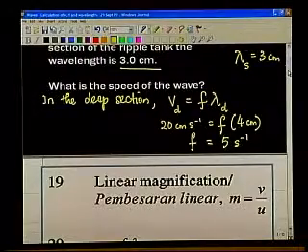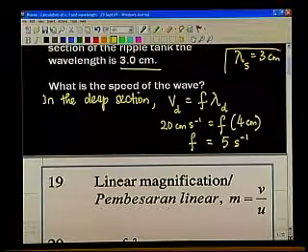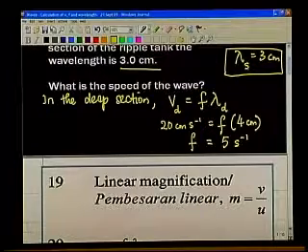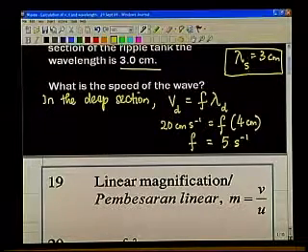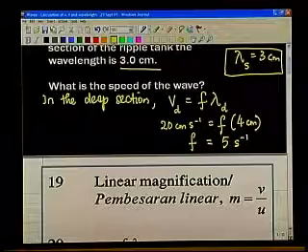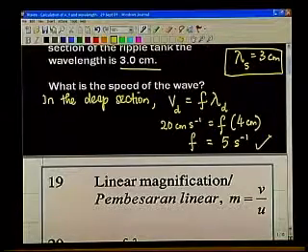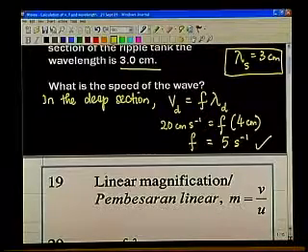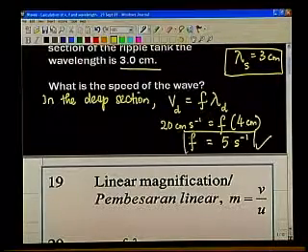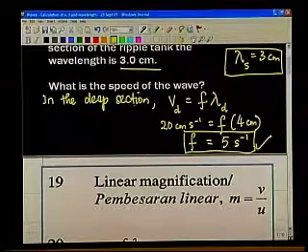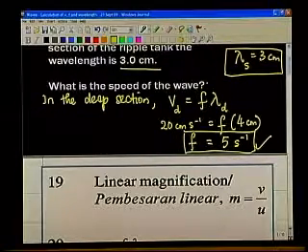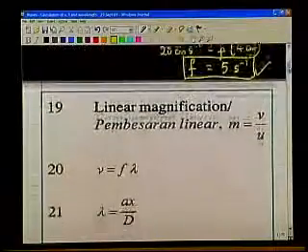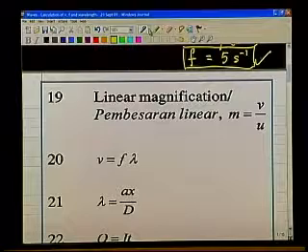Alright, now we will proceed and answer the next section. The next section is, I will make use of this value. The wavelength in the shallow section of the ripple tank is 3 centimeters. But the frequency is still 5 hertz or 5 per second, or 5 cycles per second. Alright, so I'll use these two values. Okay, what is the speed of the wave in the shallow section? V equals F lambda.